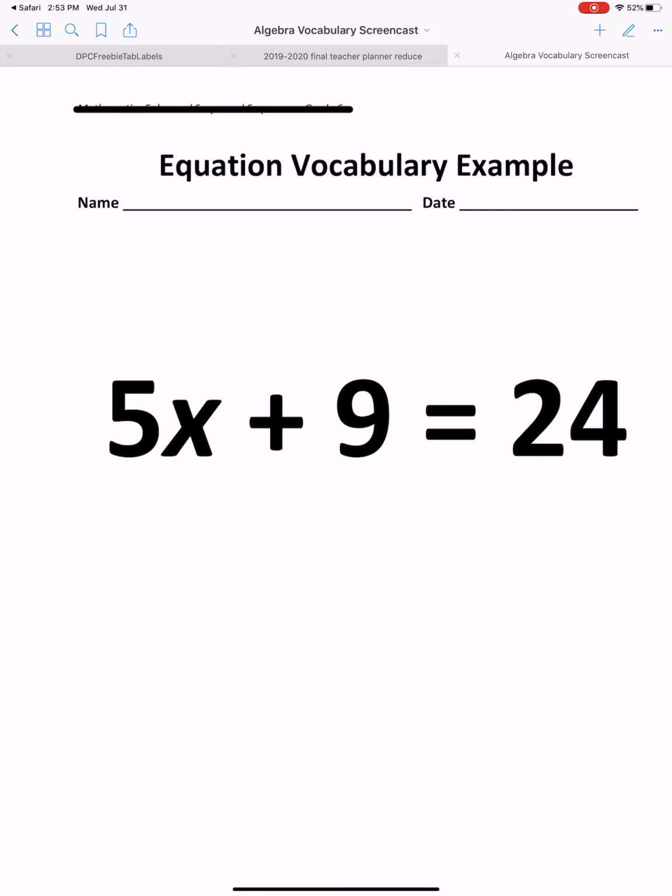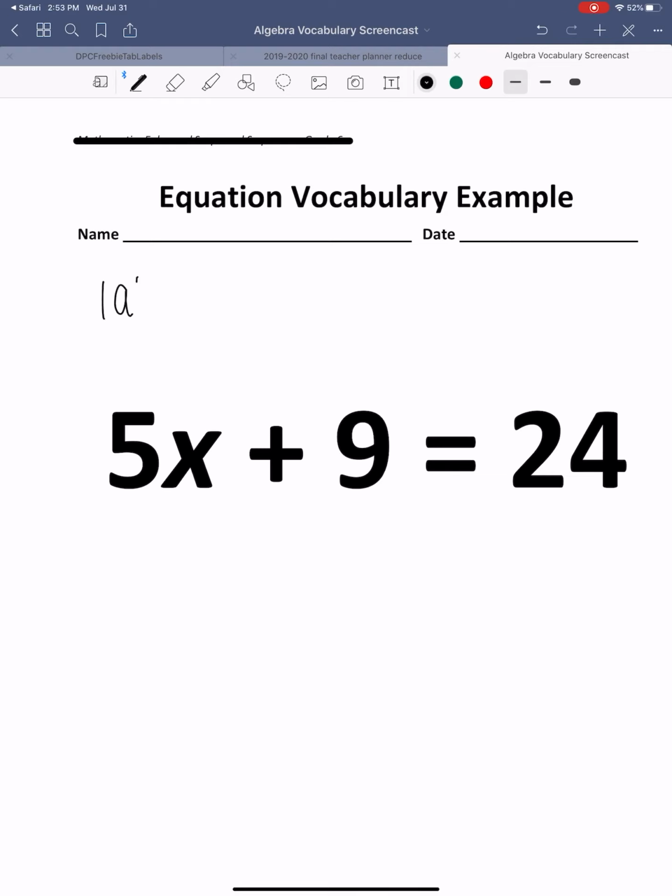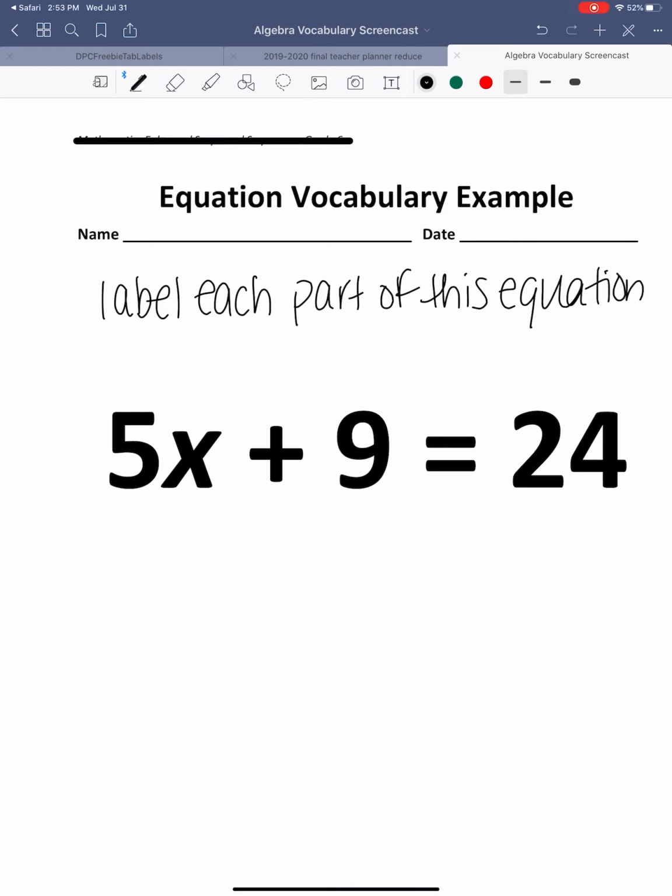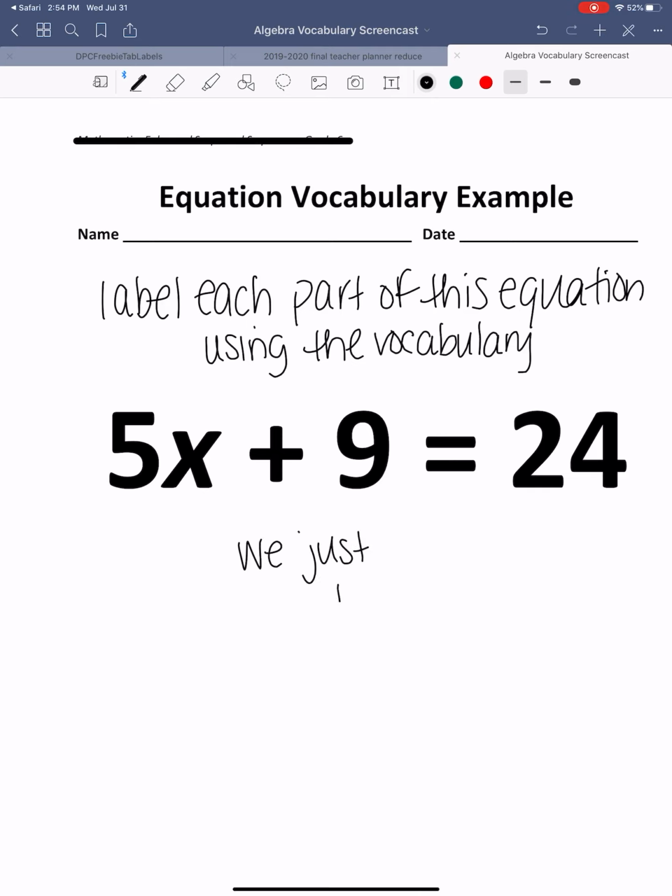What I want you to do is pause the video and label each part of this equation using the vocabulary we just reviewed. Okay, so again, you're going to pause the video, label this, and then you're going to unpause it and we'll go over the answers.